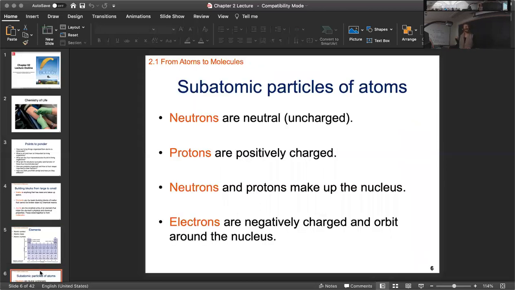All right, so we have these subatomic particles of atoms. You've got an atom, right? We've got the little cartoon in our mind, a little circle with the orbity things. It looks like a little planet, okay? The little particles that make up that atom are neutrons, protons, and electrons, okay?